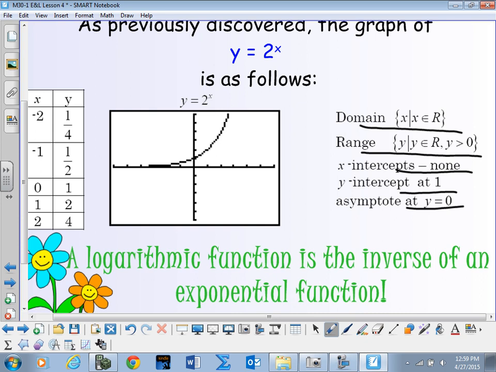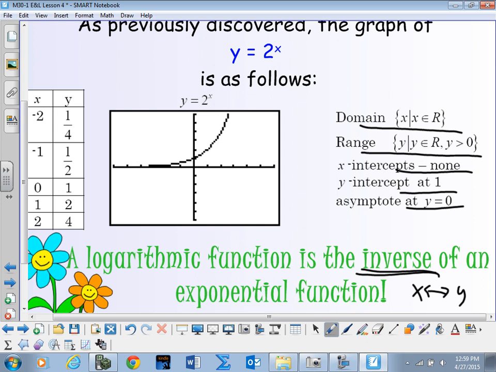So what I want you to realize today is that a log function is the inverse of the exponential. Now, does everybody remember what inverse means? Well, we studied this a while back, so you might have forgotten. Inverse is when you take x and y and you flip them. Taking x and y and flipping them would mean that in that table of values, all of the ordered pairs are flipped.